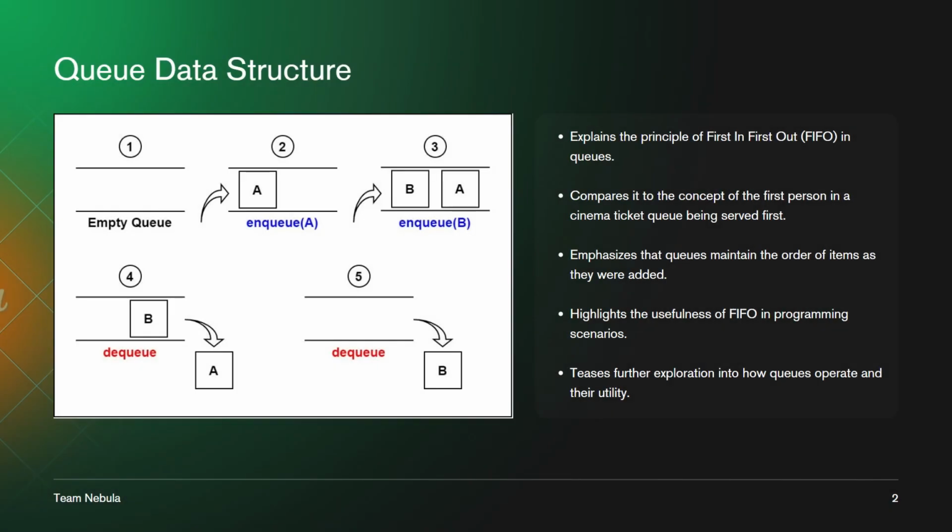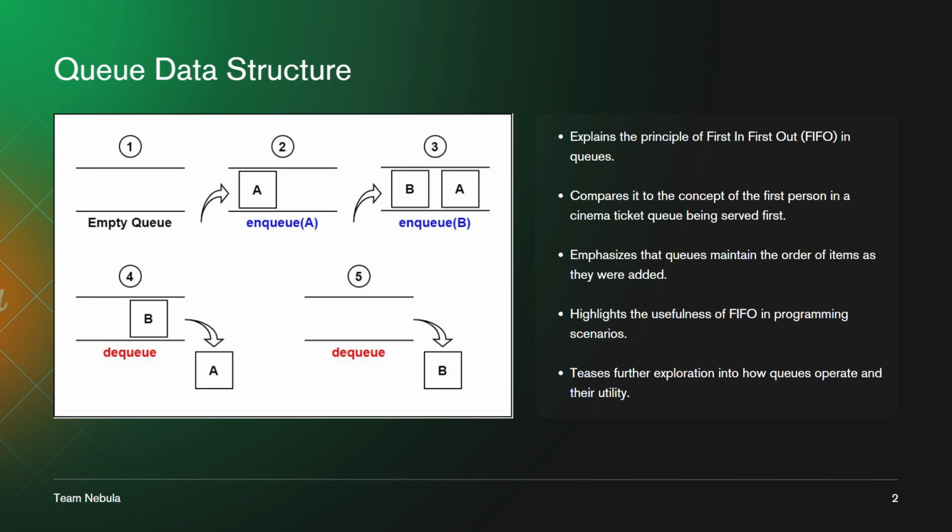Now, the queue operates on the principle of first in, first out. This means that the item that is added to the queue first will be the one that comes out first when we start removing elements from it. Just like how the first person in the cinema ticket queue gets the ticket first.